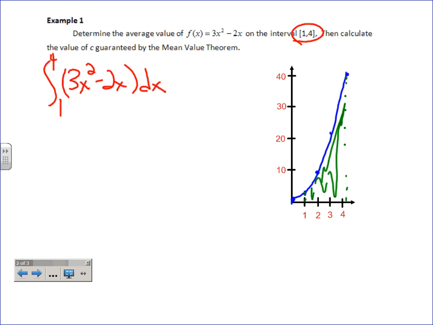I chose this particular function for a reason, and that's because its antiderivative is not too bad. There's a 3 there, so it'd be x to the third over 3, so those cancel, minus, so there's a 2, and then x squared over 2, so those cancel as well. So really it ends up just being x to the third minus x squared.